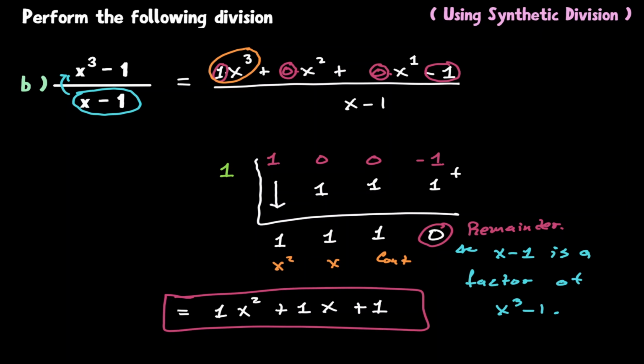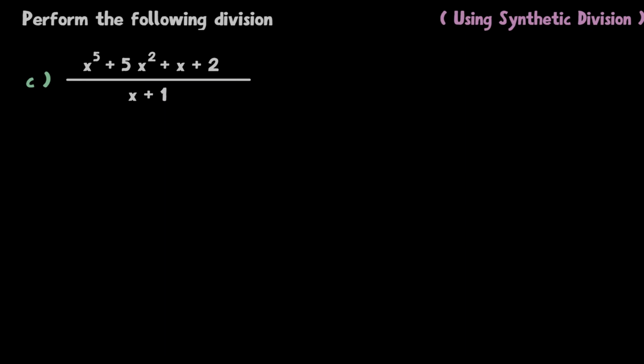So let's take a look at our last example. Let's start by checking the two conditions in the denominator. Is the degree 1? It is. Is the coefficient also equivalent to 1? It is. And because we have these two conditions, then we can perform synthetic division. So now let's take a look at the numerator. Are the degrees in order?